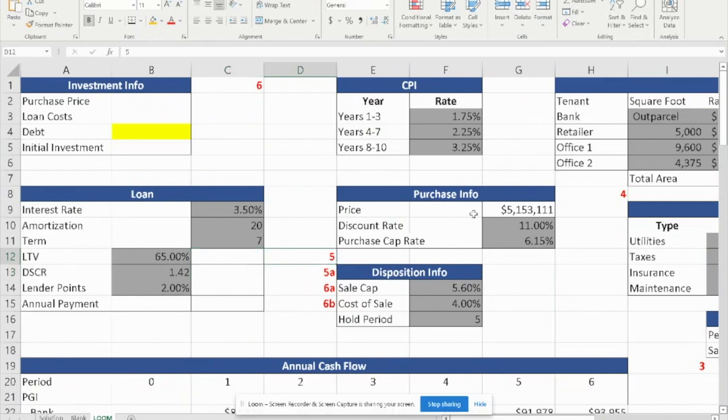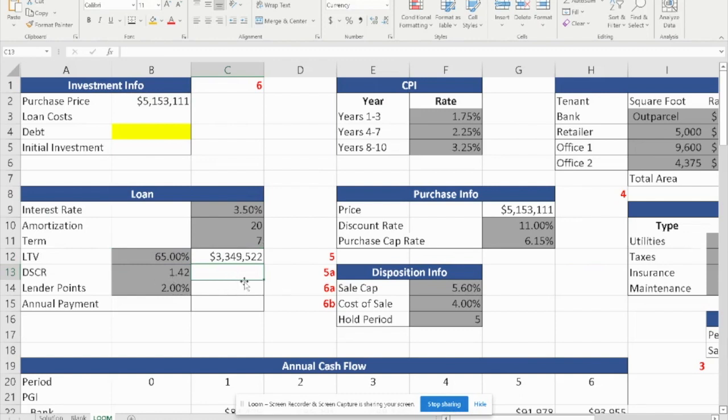LTV of 5.1 million. First and foremost, we're going to move the price information up here. It's equal to 5.1 million. And we're going to calculate what is 65% of 5.1 million. 65% times 5.1 million is simply going to be 3.3 million.